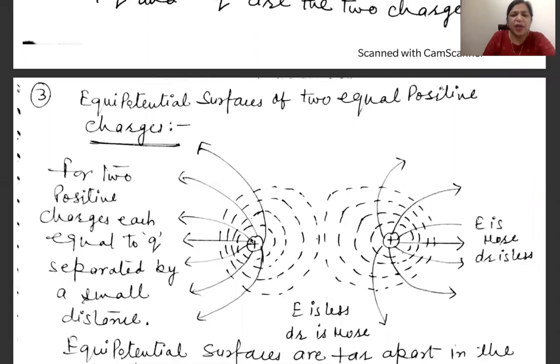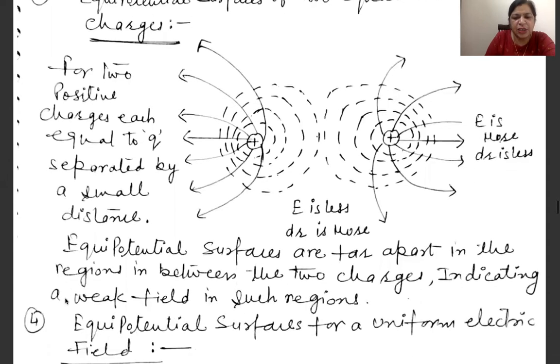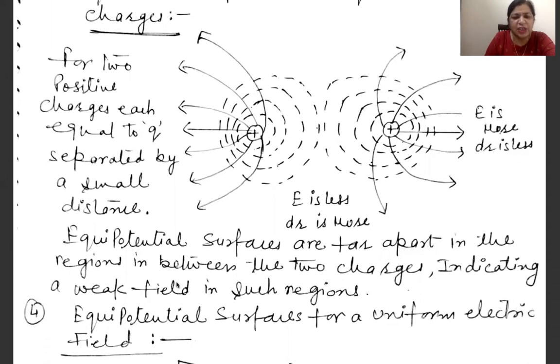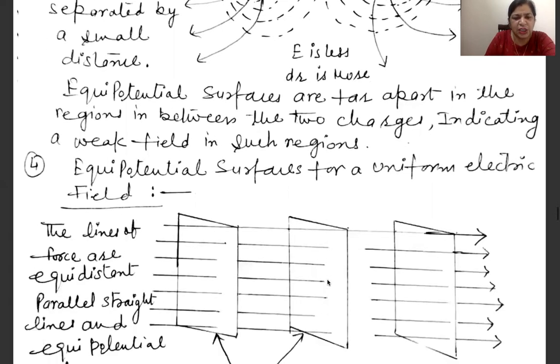Now the equipotential surface of two equal positive charges. You have two positive charges, and they are equal. The electric field lines are such that in the region in between the charges, we do not have any electric field line. So they are exerting lateral pressure on each other. In this area, the electric field is less, so dr will be more, you can see from here. And in this region, as the electric field is more, dr is less. So for two positive charges each equal to q, separated by a small distance, the equipotential surfaces are far apart in the region in between the two charges, indicating that a weak field is present in such regions.